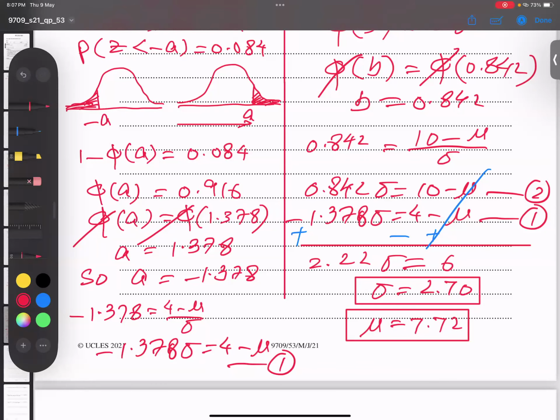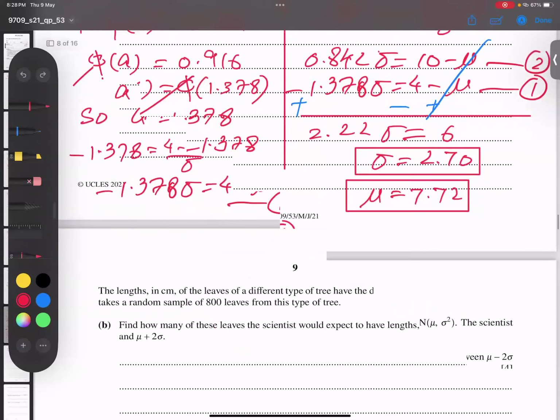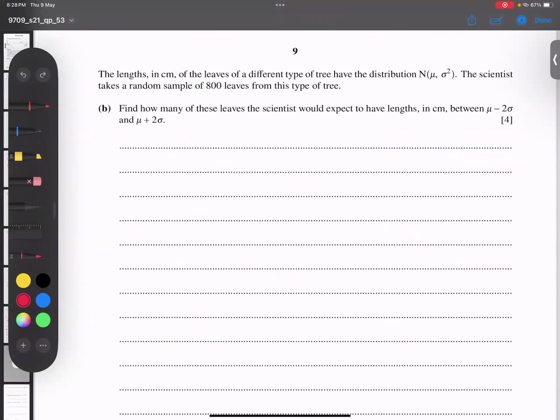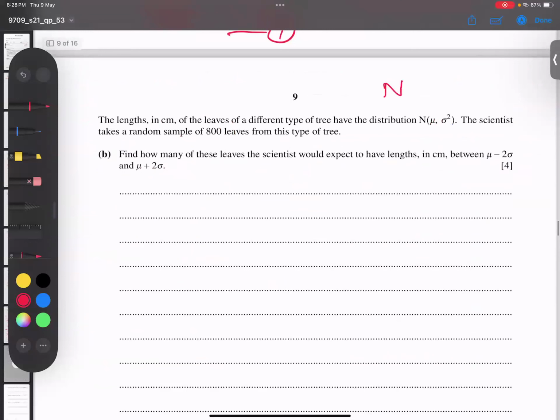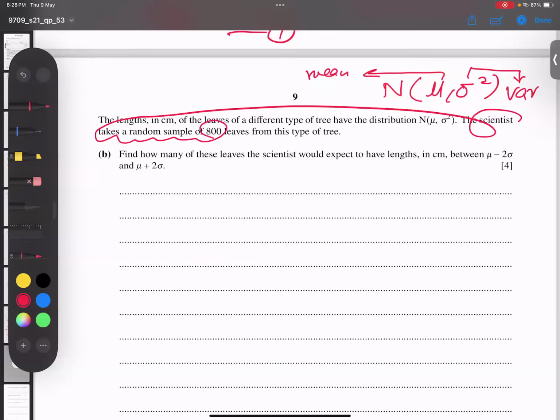And let's go for the next question. So one part left. Okay, so now the length in centimeters of leaves in different types of trees has a normal distribution, this one. And you know, students, this N stands for normal distribution. This is the mean, and this is the variance. Without the power 2 it is called deviation. And a scientist takes a random sample of 800 leaves. So n is equal to 800.